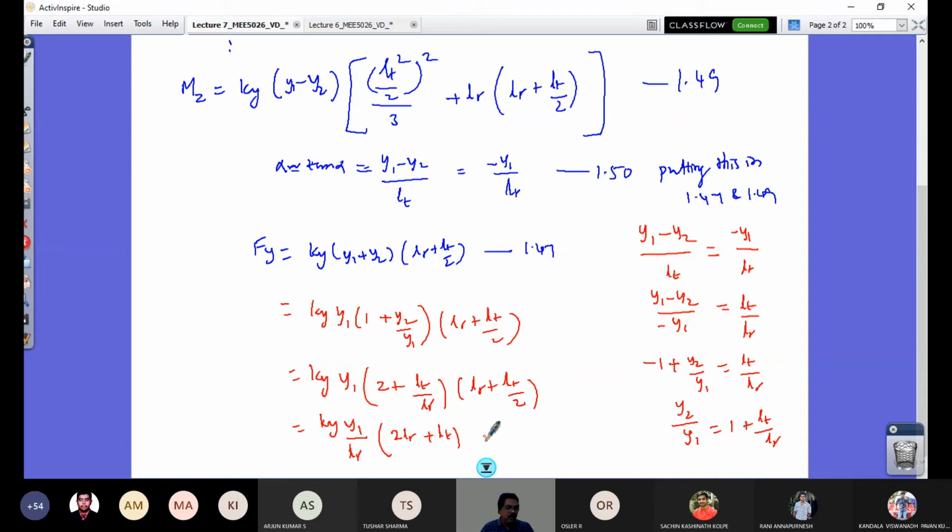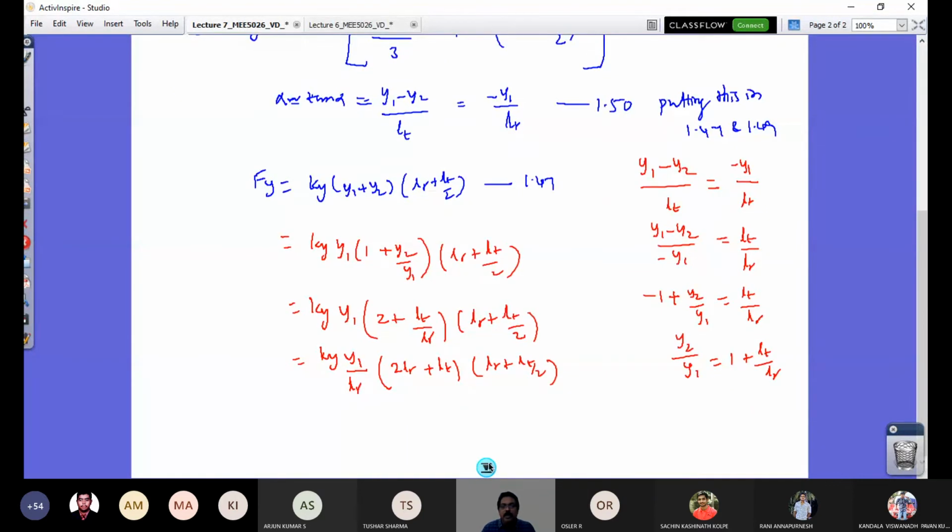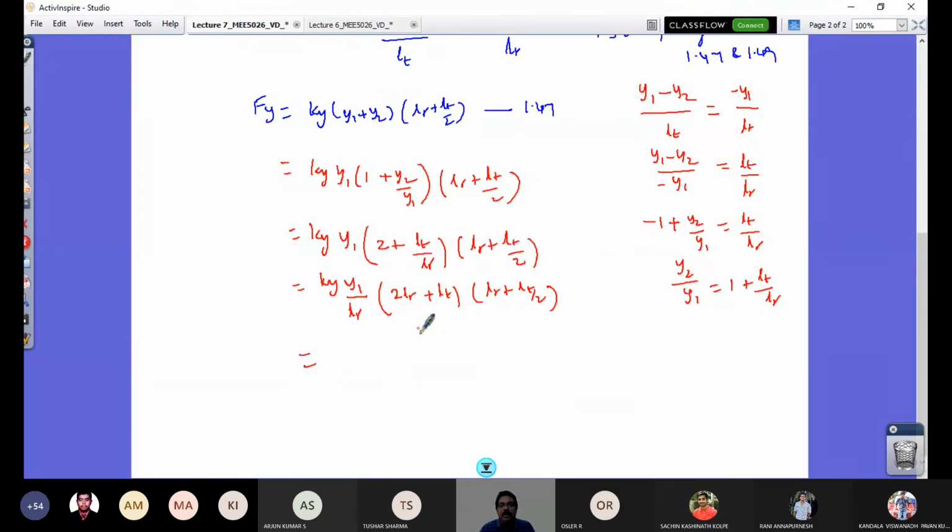So finally it has to be... okay, this is in product, so I have taken this, so I get this LR plus LT by 2. Now see, this is going to be again very simple. If I take this 2 out, it is LR plus LT by 2, whatever is there here. So if I take that 2 out, it is going to be 2 KY. What is Y1 by LR? It is Y1 by LR is alpha.